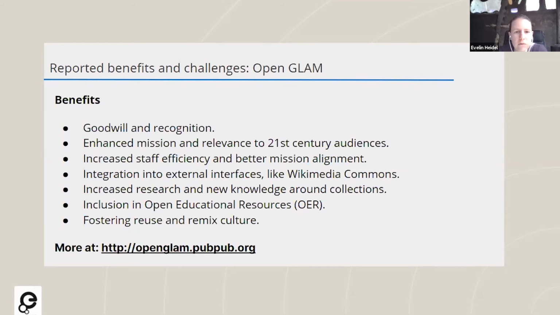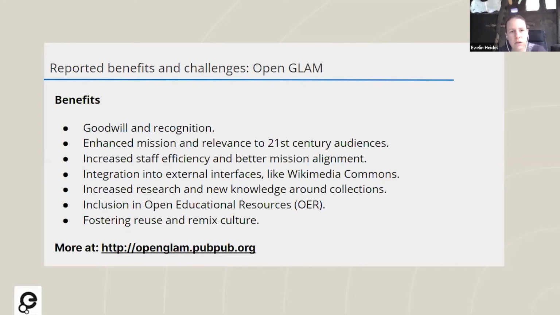And of course, the last one that I'm going to mention right now is inclusion in open educational resources, or OER. And this is great because it allows for integration with the education department that a GLAM institution might have, and how to work that out to actually increase the quality of some of the content that is being put into educational resources. So that's more or less some of the reported benefits that we've seen over and over.